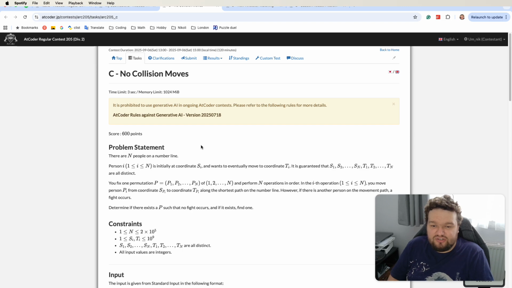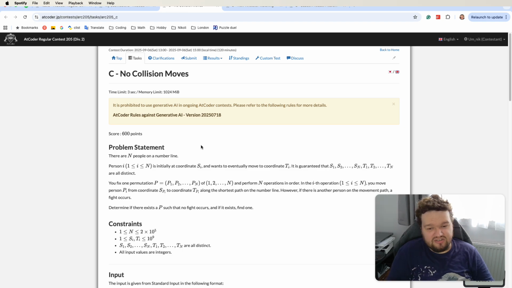Problem C, no collision moves. There are n people on a number line. Person i is initially at coordinate Si and wants to eventually move to coordinate Ti. It is guaranteed that all the starting and ending positions are distinct. You fix one permutation P and perform n operations in order. In the i-th operation, you move person Pi from coordinate S_Pi to coordinate T_Pi along the shortest path on the number line. However, if there is another person on the movement path, a fight occurs. Determine if there exists a P such that no fight occurs, and if it exists, find one.